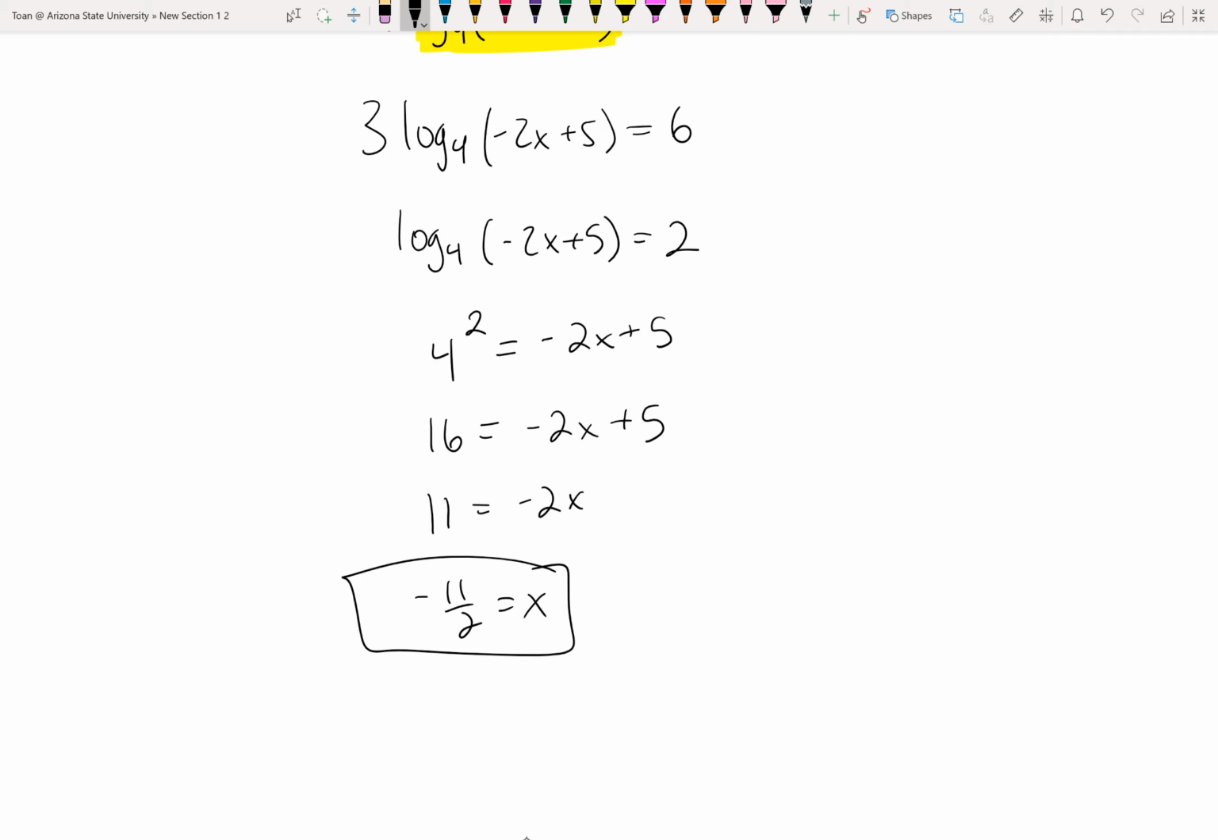So that's basically it. That's how you solve logarithmic equations of the form log equaling a number. First, make sure the log is by itself. And then once the log is isolated, convert it to exponential form. And then after you convert it to exponential form, you just solve it like normal.